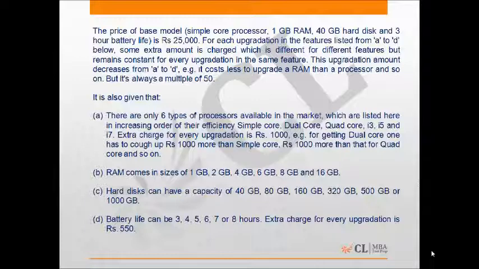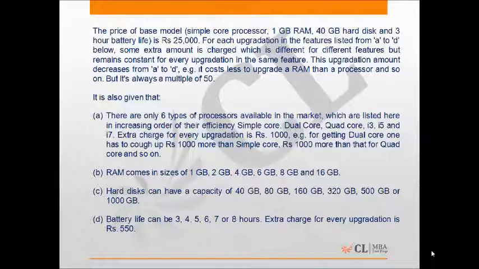So that means if I am upgrading the processor by one scale, there will be a cost, and if I upgrade the processor by two scales, the cost will be double. That is, for every scale or for every upgradation, the cost remains the same. Fine. The upgradation amount decreases from A to D. That means A is processors, B is RAM, C is hard disk, D is battery life. That means the cost for upgrading a processor is the highest.